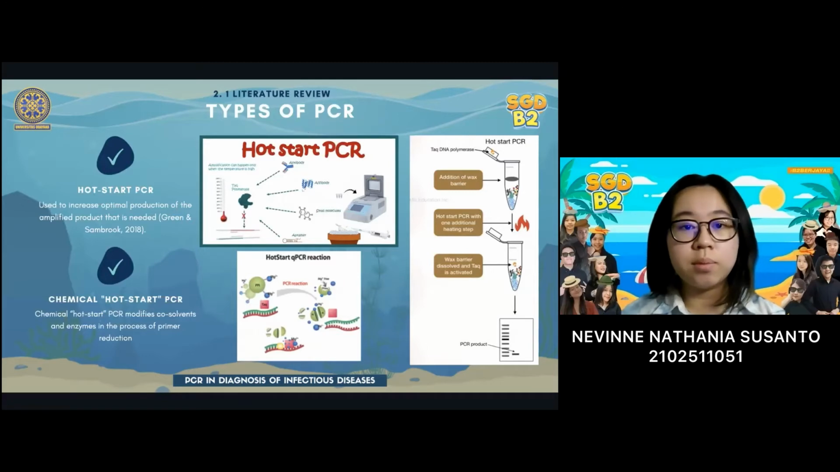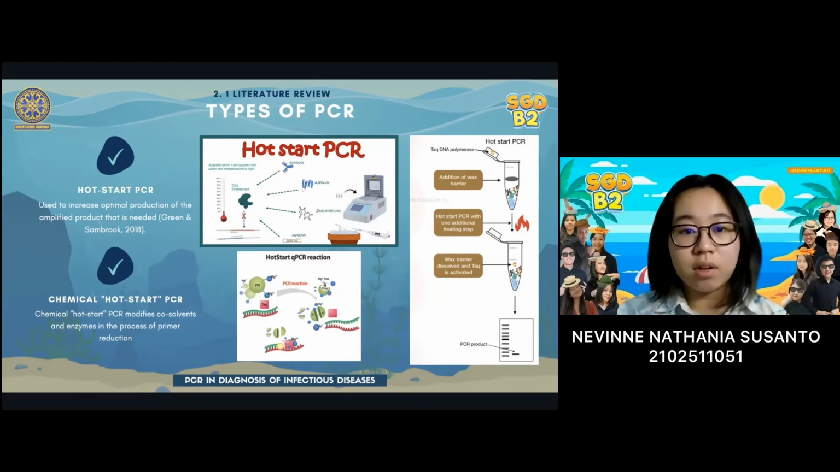The basic methods and principles of PCR have been developed into various types. Each variant has its own advantages, disadvantages, and specific use. The most commonly used types of PCR are, firstly, hot start PCR. Hot start PCR is used to increase optimal production of the amplified product that is needed. However, its disadvantages are that the whole process must be done manually and the temperature must always be kept high. There's also a risk of high contamination happening during the process of adding the final reagent to the mixture.